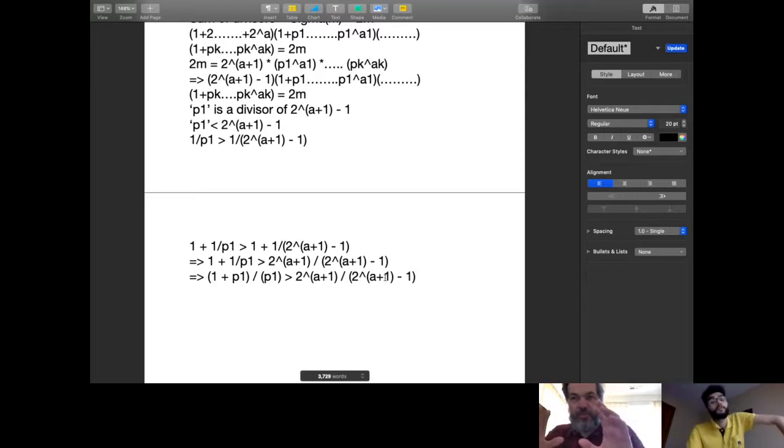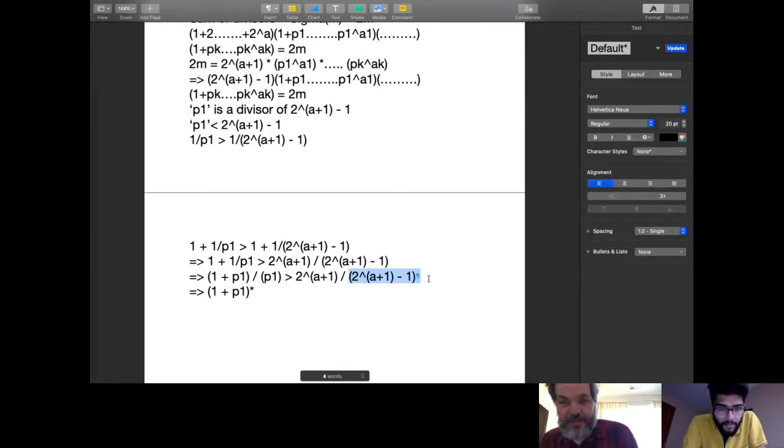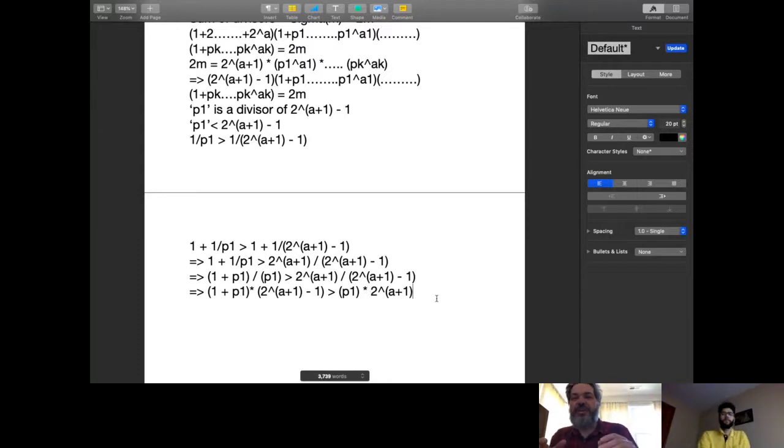One more thing and we are done. Now, if I have two fractions, and this over this is larger than this over this, it means the product of these two is larger than the product of the other two. So let's see what this means. The next line: 1 plus P1 times the denominator of the other one, times 2 to the a plus 1 minus 1, is larger than P1 times 2 to the a plus 1. That's all I needed to see. So now we are done.